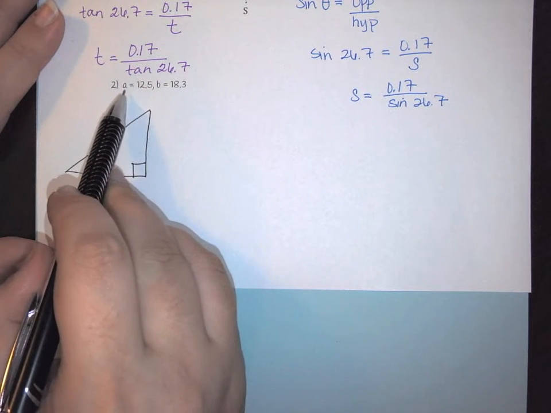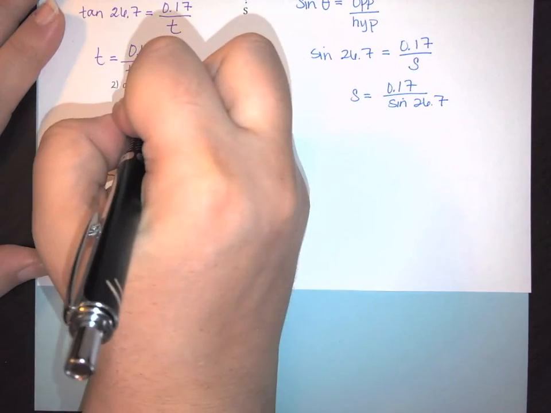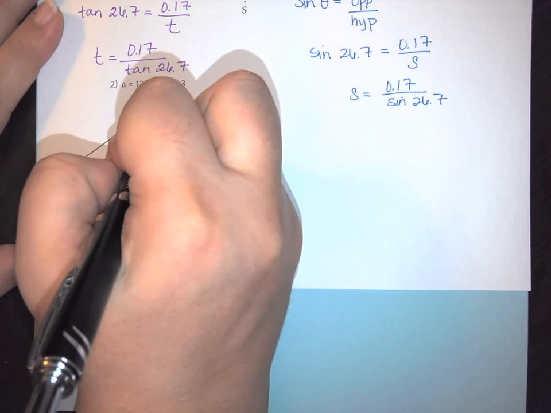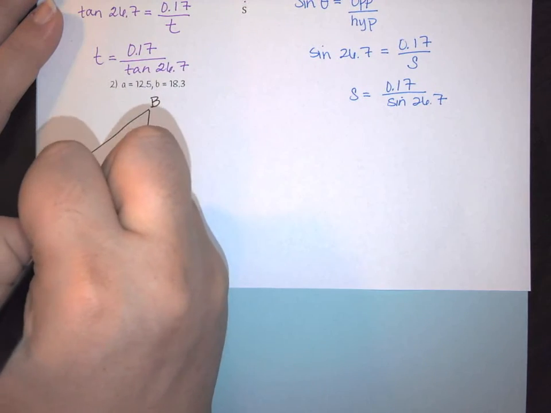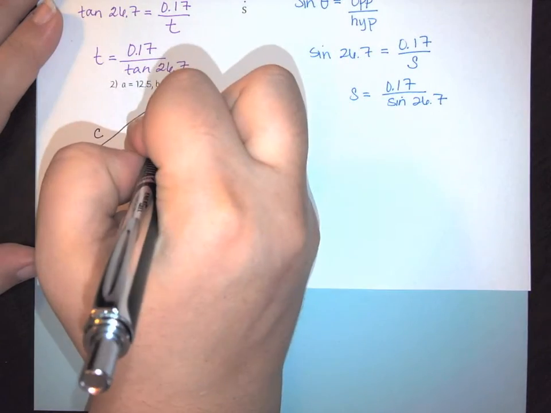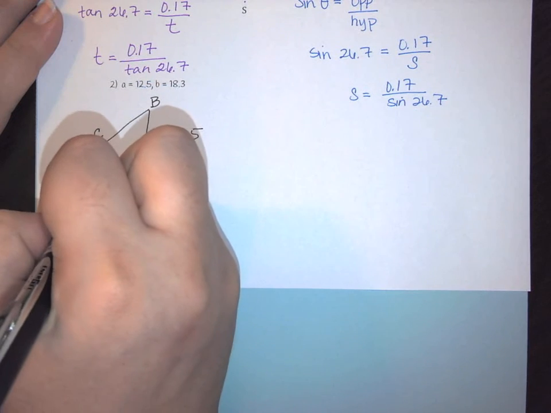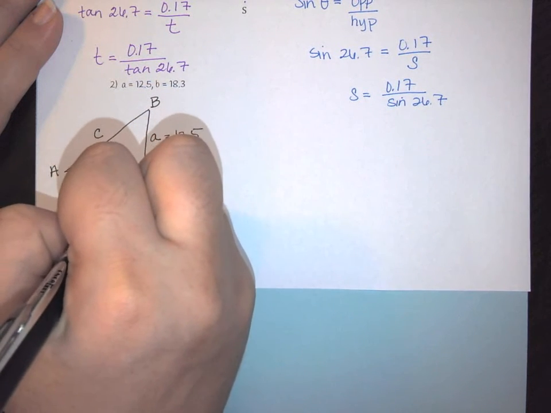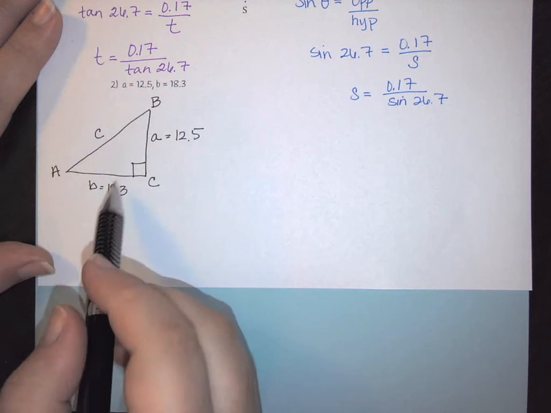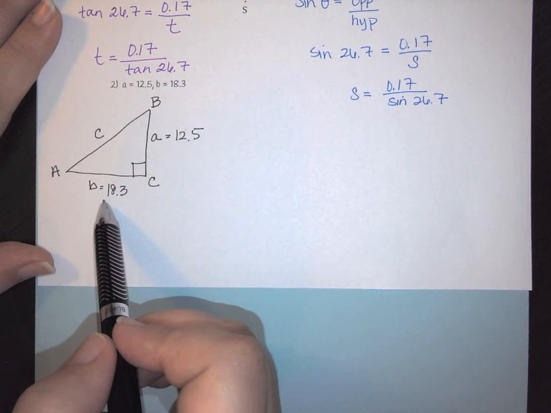We're told that side lengths are A and B, which means we have angle A, angle B, angle C. This means we have side length A, side length B, and side length C. Furthermore, we know that side length A is going to be 12.5, and we know B is going to be 18.3. Now with this one, I don't have a given angle to start with. I'm just starting with my 2 side lengths.